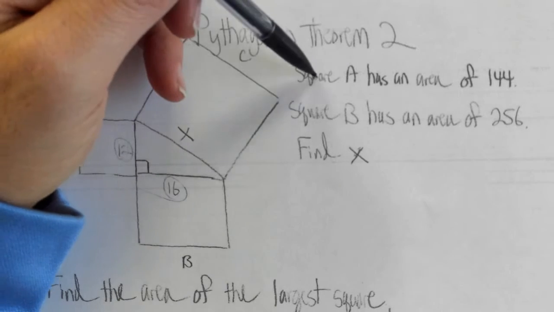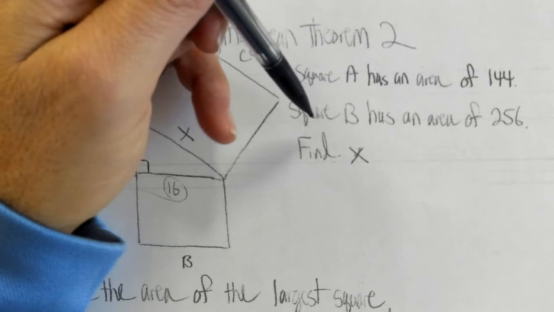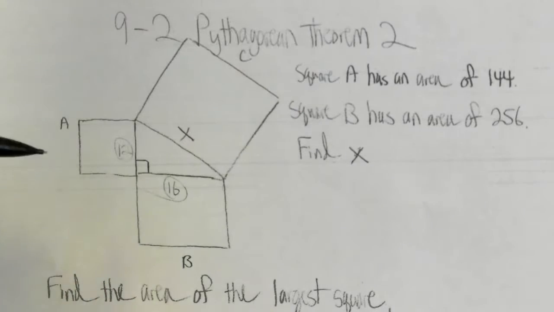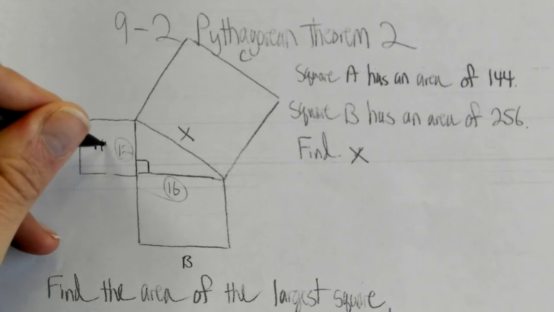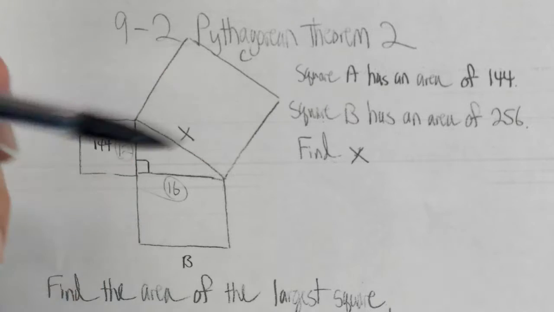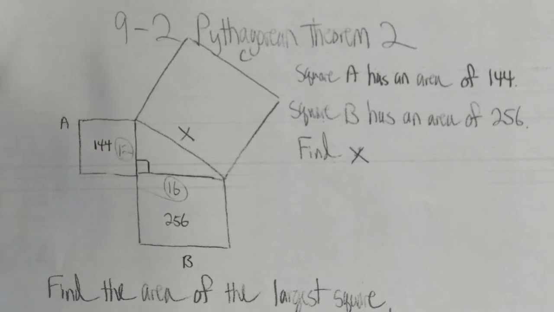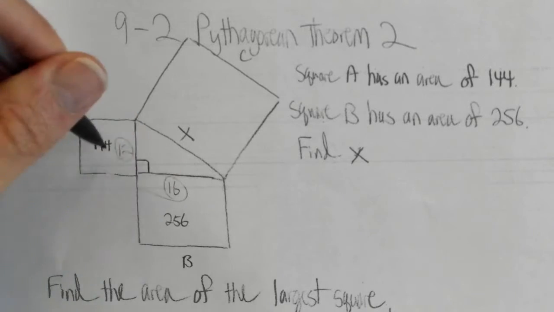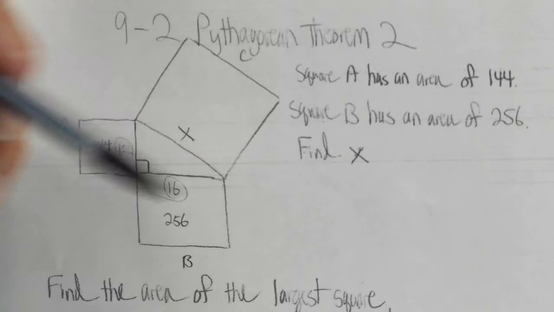It says square A has an area of 144. Square B has an area of 256. So square A has an area of 144, and square B has an area of 256. And when you're looking at these two, the question is to find x.